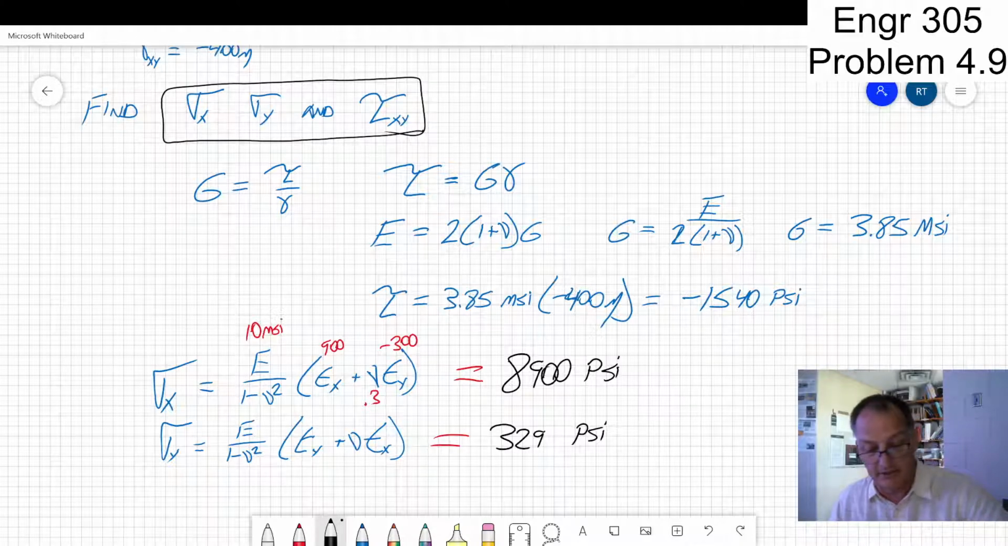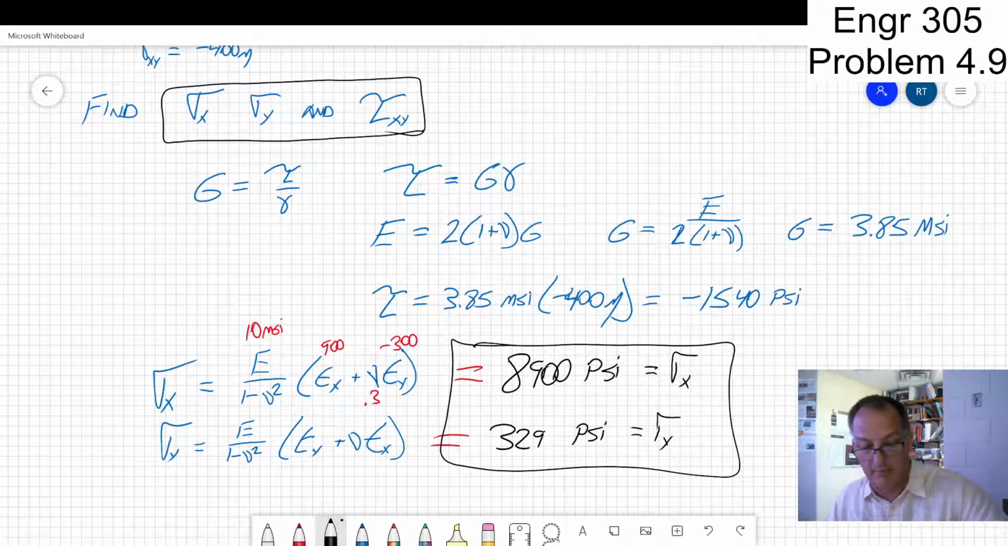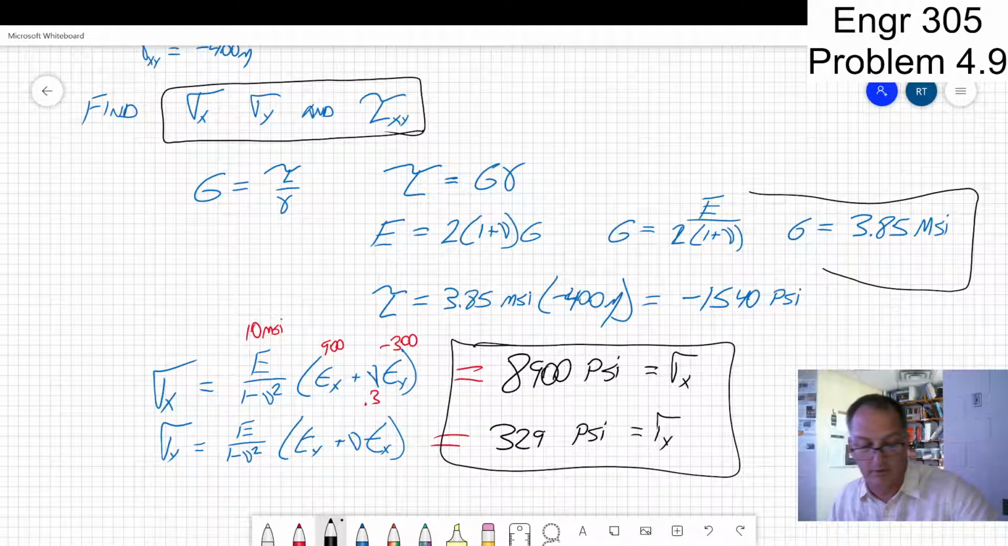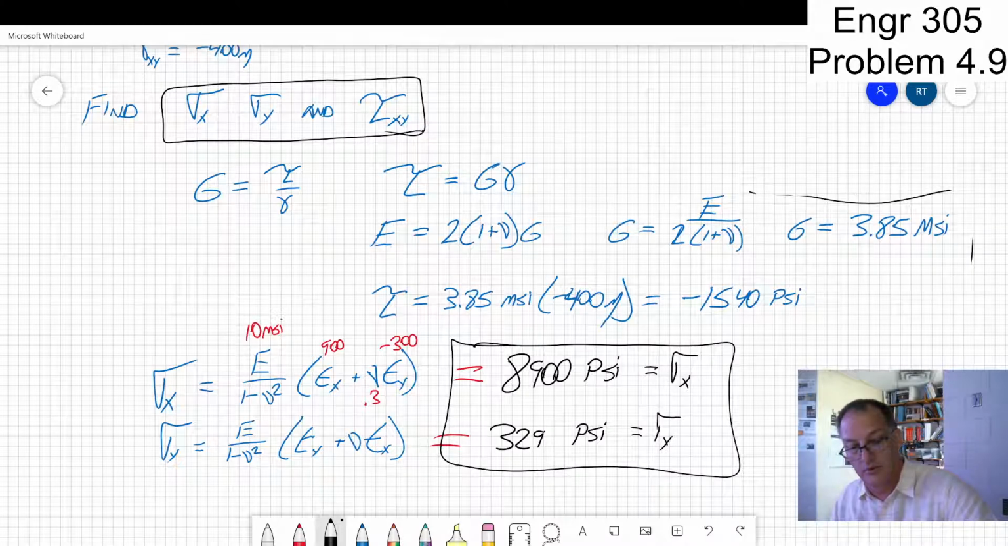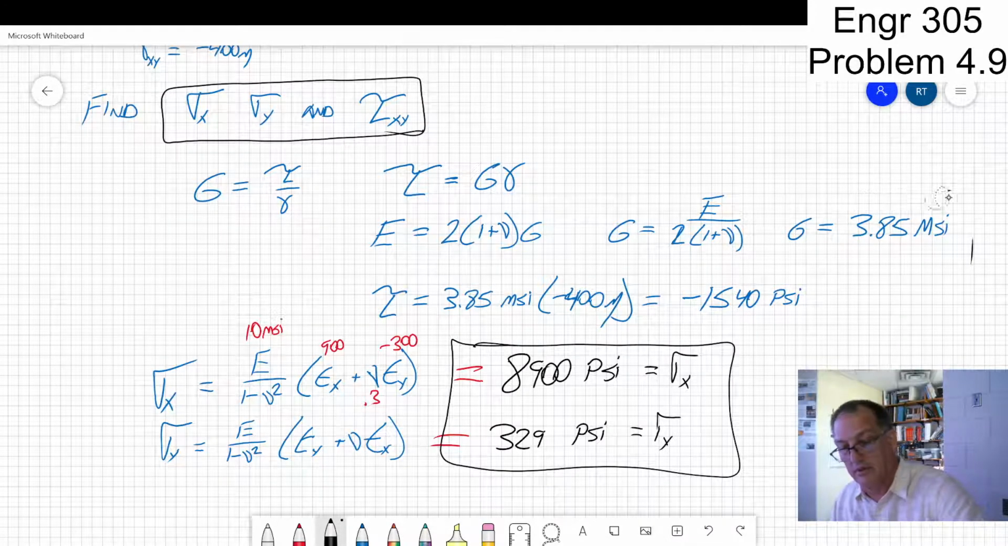I should box my answers. Maybe I should even clean this up. Sigma X, sigma Y, big box there. Oh, no, not G. I need a box on this. Should probably erase that box. Good thing I didn't do it in pen.